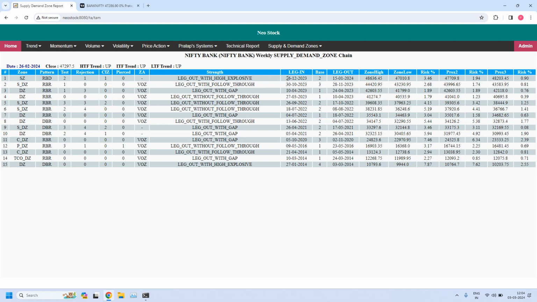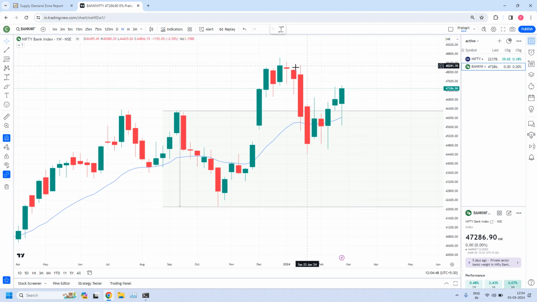So when is the supply zone? 26/12/2023, 2 base candles. Yeah, this is the leg-in. We have two base candles and then we have a drop candle, follow through candle, and reached the monthly demand zone, and then from here it got the support.